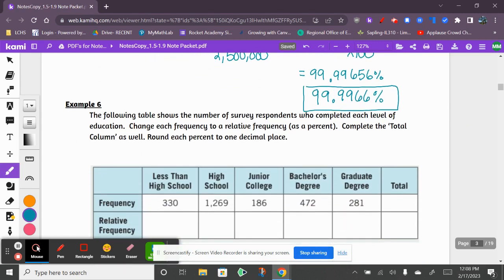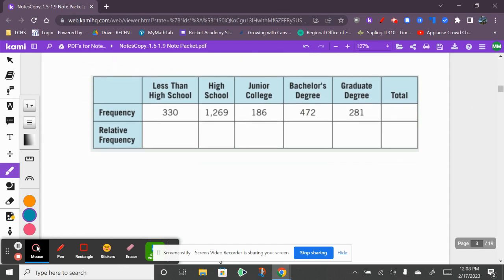For example 6, it says the following table shows the number of survey respondents who completed each level of education. Change each frequency to a relative frequency as a percent. Complete the total column as well, and you're going to round each percent to 1 decimal place. Okay, so remember that we are doing our wanted out of our total. So when I want to find the relative frequency of those that were less than high school, I'm going to take 330 and I'm going to divide that by my total.